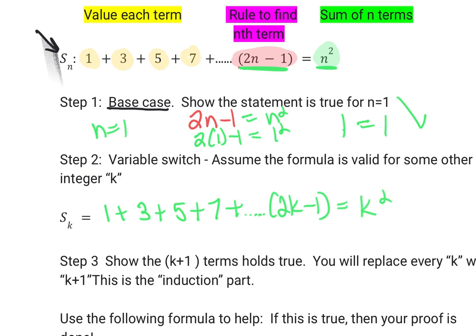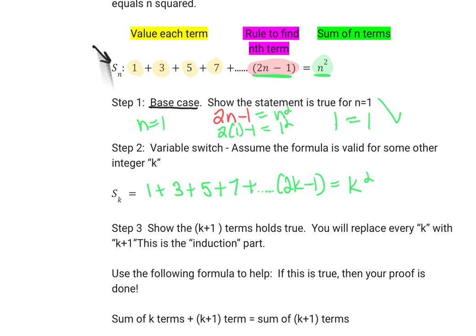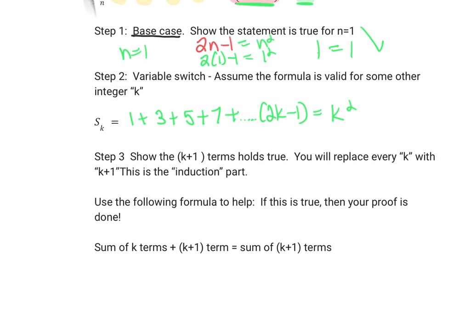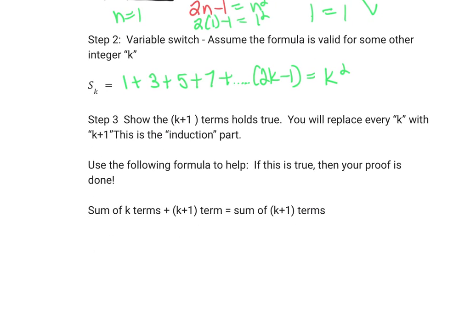Okay, seems pretty simple. And then step 3 is the harder part, where you have to do quite a bit of algebra. I found an easiest way to think about it is if we can show that the k plus 1 term holds true. You replace every k with k plus 1, and this is the induction part, where you're looking for that pattern and making a statement that if it's true for k, it's true for the k plus 1, which is just 1 more than k, the next term, okay?